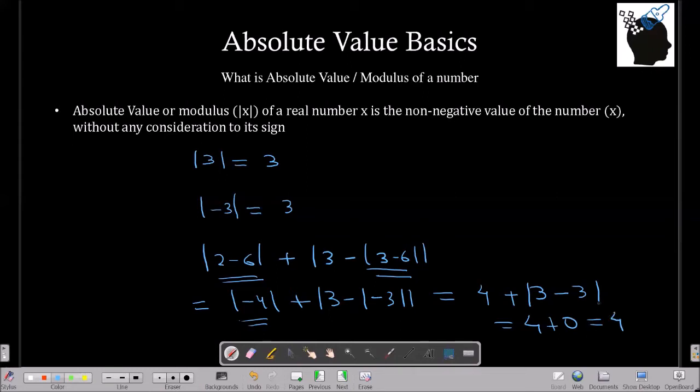So remember, when you are dealing with absolute value questions and if you have a constant inside the absolute value, you can just ignore the sign of the constant and bring it outside the modulus or outside the absolute value. Now let's see what happens if you have a variable inside an absolute value.